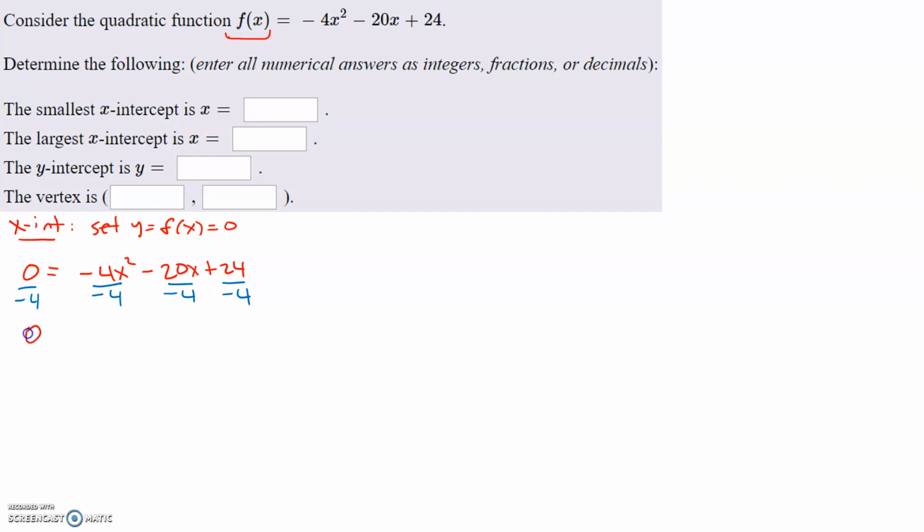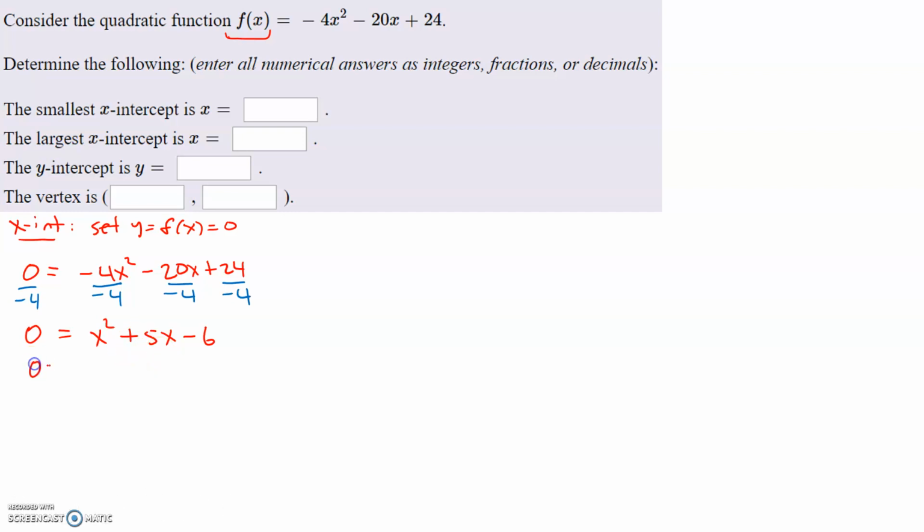Okay, so we have 0 on the left side. Negative 4 divided by negative 4 is 1, so we get x squared. Negative 20 divided by negative 4 is positive 5x. And 24 divided by negative 4 is negative 6. So now we have a much simpler equation to work with.